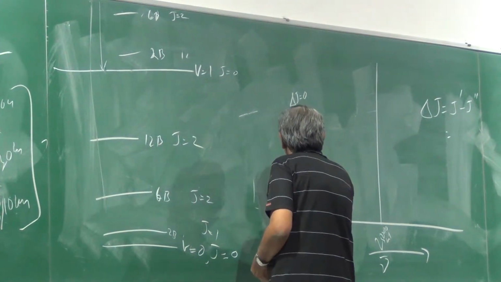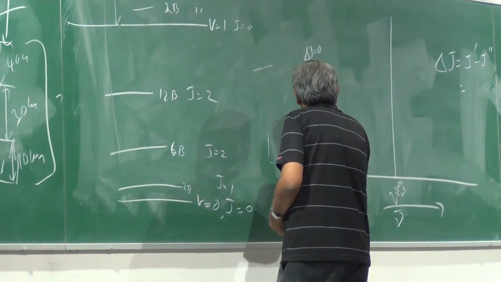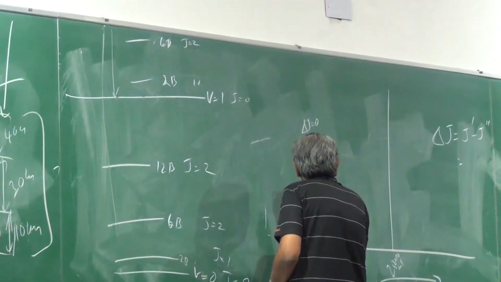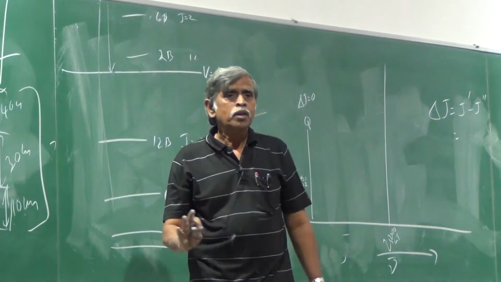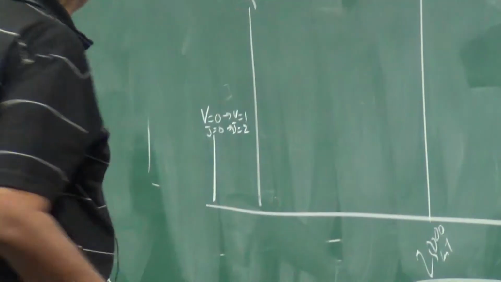I am going to get a line that is actually a transition from V equal to 0 to V equal to 1 and J equal to 0 to J equal to 2. So what is the upper state quantum number in terms of J? 2. What is the lower state quantum number in terms of J? 0. What is delta J? Plus 2. And therefore what branch is that? S branch.